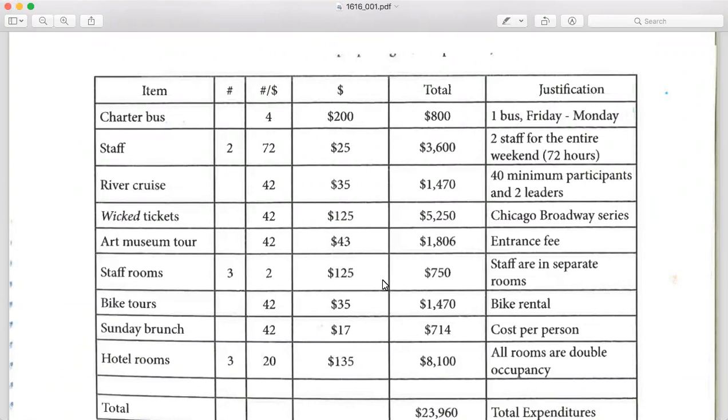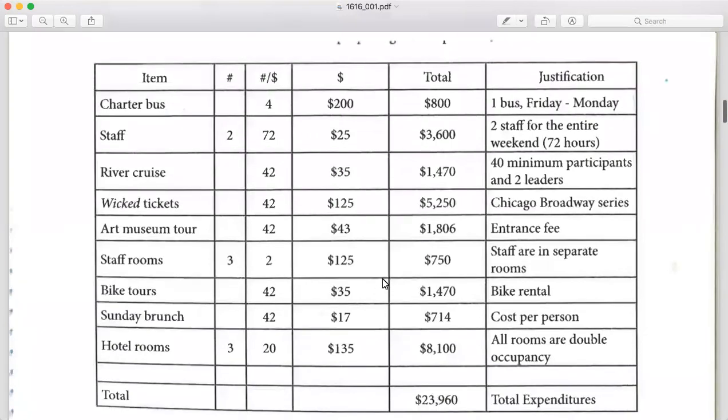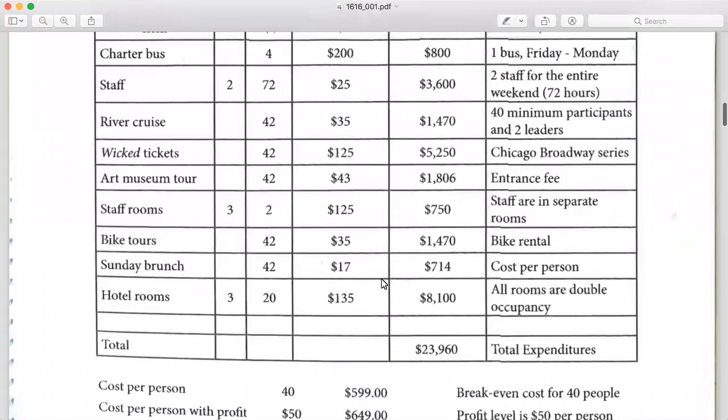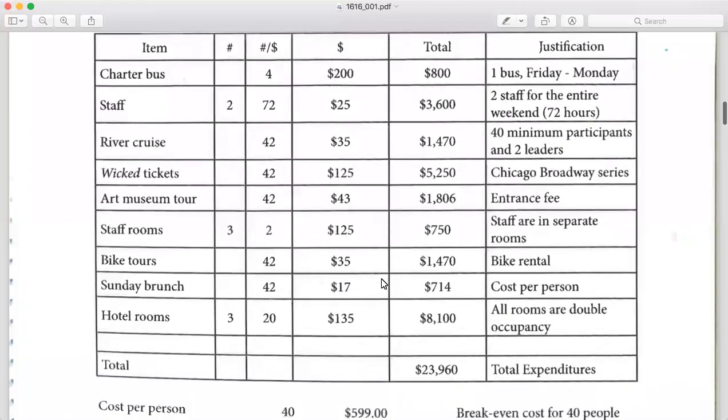So I went through this chart, and let's see if I can get it all. There's a little bit more down here. I can't make it smaller without messing this up, but let's just go through this. You can see how they've come up with the chart. You can take a picture of this with your phone too if you want to. The charter bus, the staff, the river cruise cost. The justification over on the right is a little weak in my opinion, but you can at least see what they're trying to do.